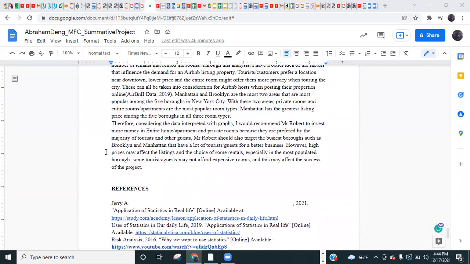So in this review, we would like to recommend that Mr. Robert invest more money in the entire home or apartment and private rooms, because they are preferred by the majority of guests and tourists. Mr. Robert should also target the busiest boroughs, Brooklyn and Manhattan, that have a lot of tourists, for better business.